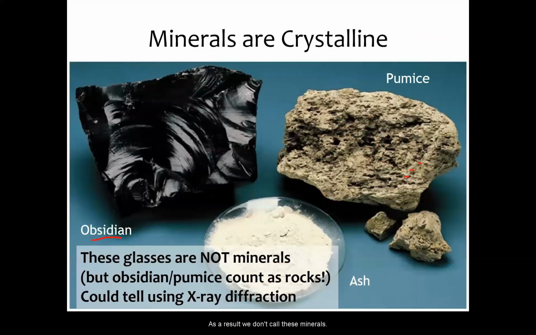As a result, we don't call these minerals, but at least these two count as rocks because they're solid and natural. And they're aggregates of amorphous, not inorganic matter. Now, why is the ash also not a rock? Because the ash is just this pile of pieces, because it hasn't been lithified, turned into one unit. That's another reason the ash would not be considered a mineral.